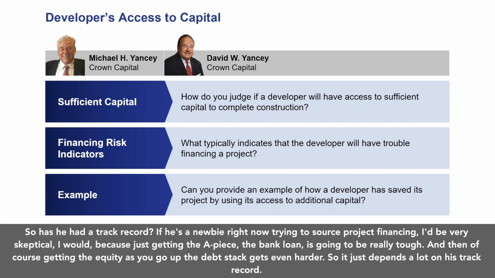That's why they call it having good credit and bad credit. So has he had a track record? If he's a newbie right now trying to source project financing, I'd be very skeptical, because just getting the A piece, the bank loan, is going to be really tough. And then, of course, getting the equity as you go up the debt stack gets even harder. So it just depends a lot on his track record.